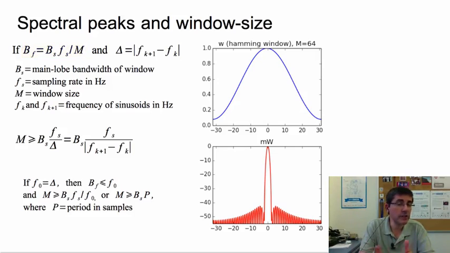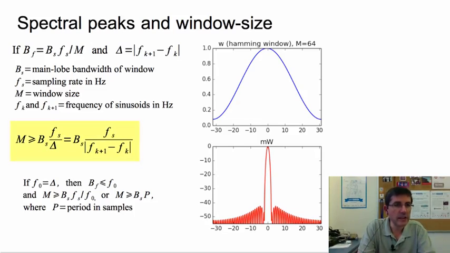And then if we consider a particular delta, the distance between two frequencies that we want to resolve, so we have two frequencies, f sub k plus 1 and f sub k, and the absolute value of the difference is the delta frequency that we want to resolve. So what would be the window size, capital M, so that two main lobes of the window are disjoint, so that we can see these two frequencies as separate peaks in the spectrum.